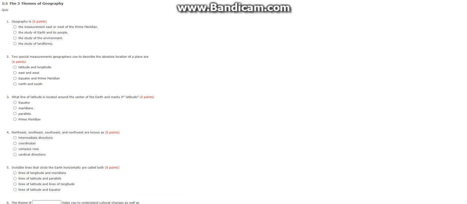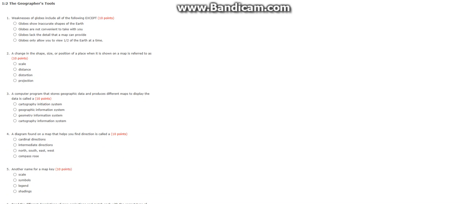So basically, I was planning to read from The World: Adventures in Time and Place textbook. We would do that probably another episode. We're probably not going to get done with it. So we'll be talking about the U.S. map, the five themes of geography, and the geographer's tools. Let's do this. So, here we go.